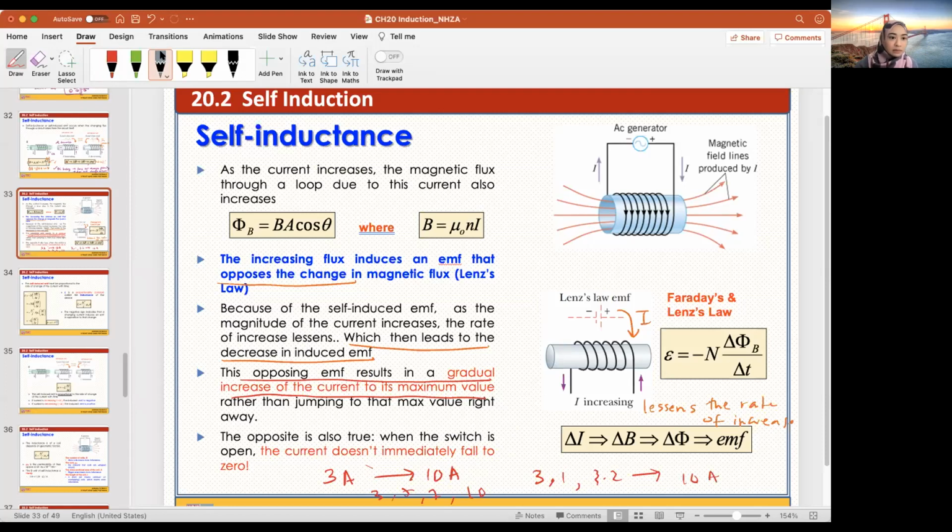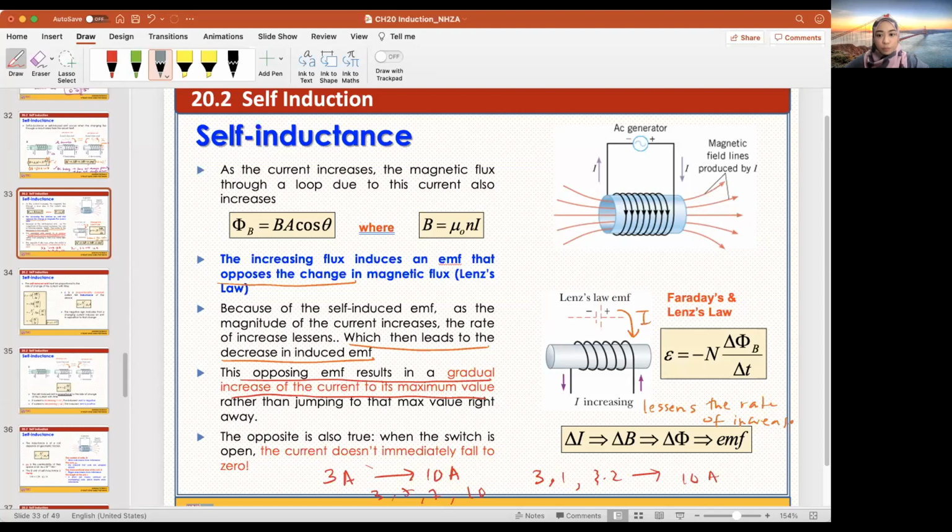We start with 3, it doesn't jump straight to 10, which is very dangerous. So self-induced EMF makes our current rise slowly. So 3, 4, 5 or 3.1, 3.2, 3.3, it rises slowly. It doesn't jump straight to 10. So basically the self-induced EMF is like a safety factor.